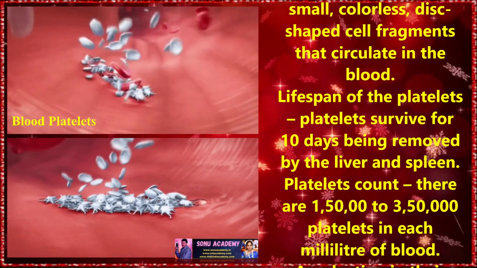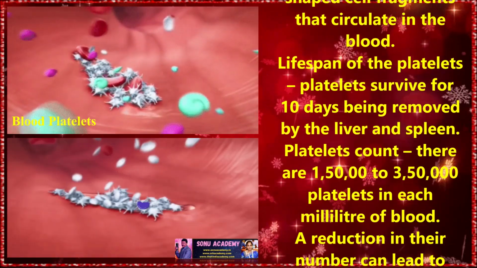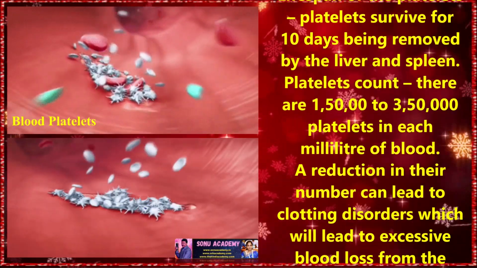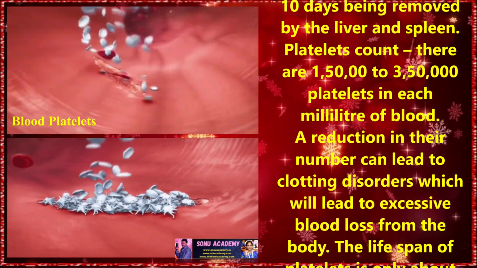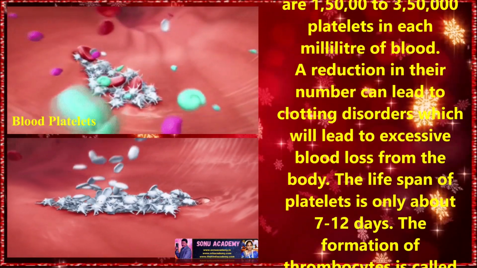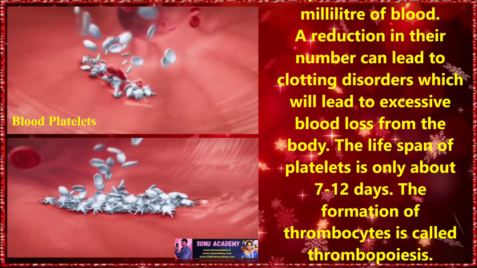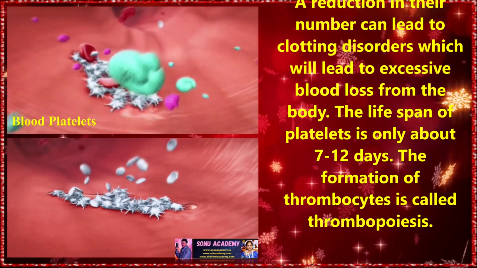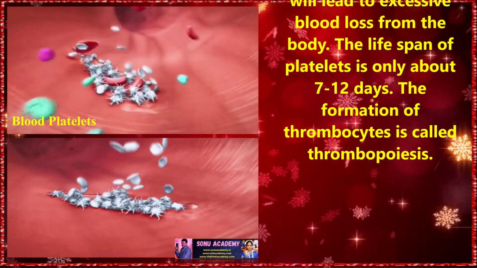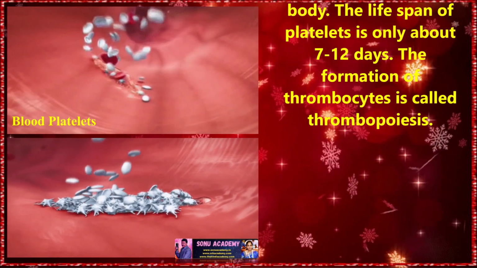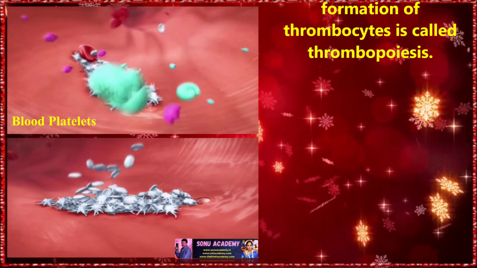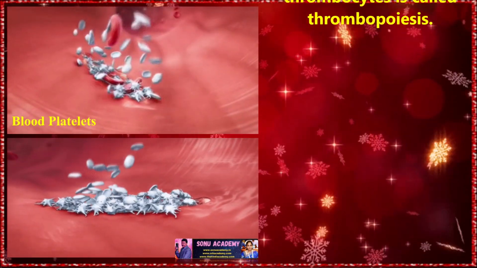Platelets survive for 10 days, being removed by the liver and spleen. The platelet count is 150,000 to 350,000 platelets in each milliliter of blood. A reduction in their number can lead to clotting disorders, which will lead to excessive blood loss from the body. The lifespan of platelets is only about 7 to 12 days. The formation of thrombocytes is called thrombopoiesis.